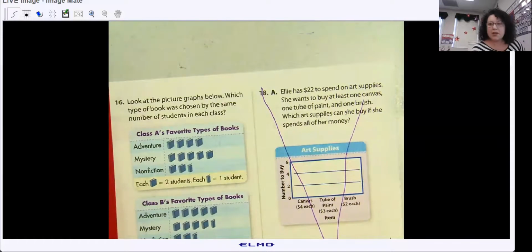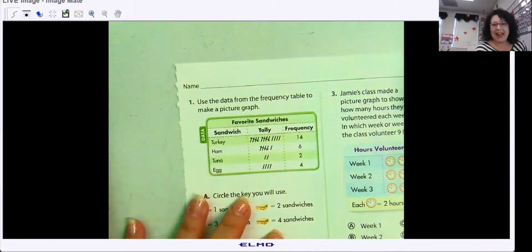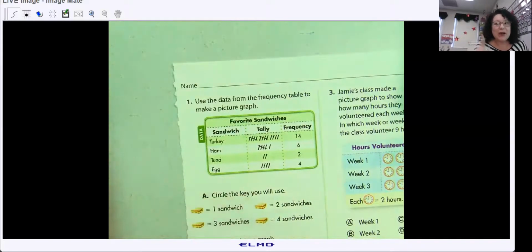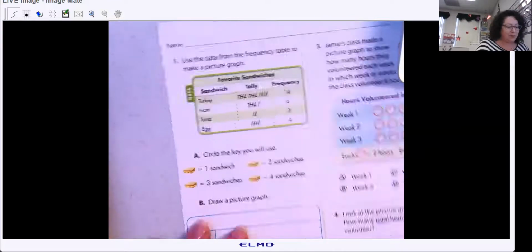All right. So your job right now is to stop me or pause me, solve the problems, then come back and we'll go over it together. So hit pause. Okay, you have paused me. You should have solved all these problems and now we're going to go over it. Graphing's not too hard. You just got to look at the data.